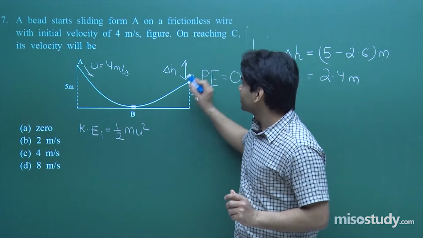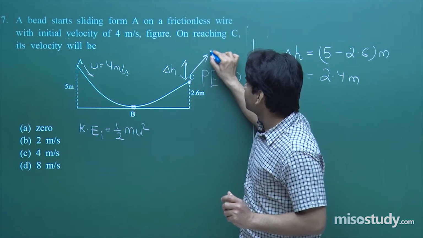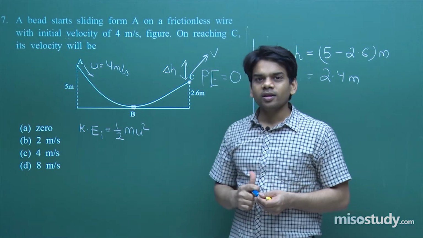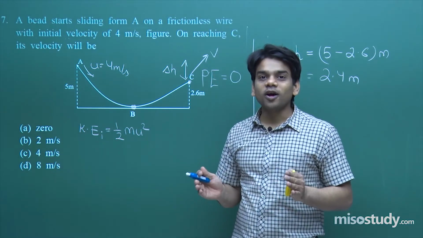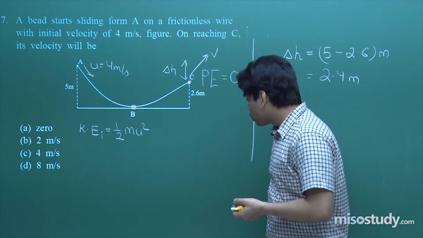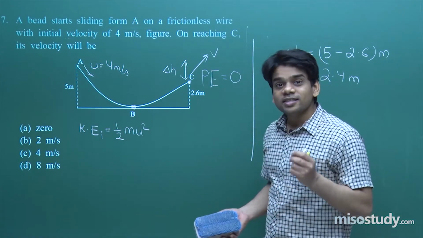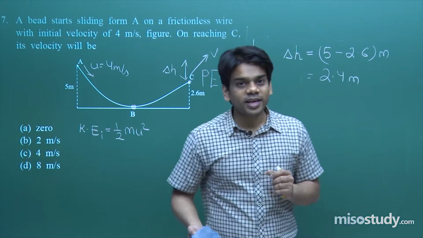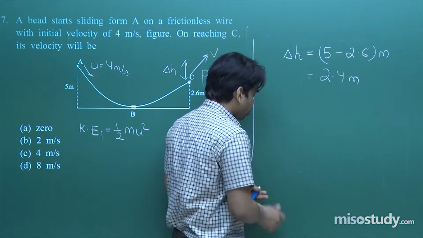Velocity here is U. Let's say the velocity attained here is V. Now we can use the concept of potential energy and kinetic energy conservation, that is, the total mechanical energy will be conserved since no external agent is doing any work. So let me go ahead.